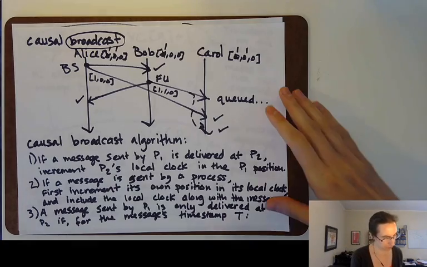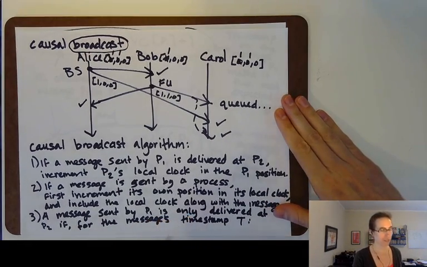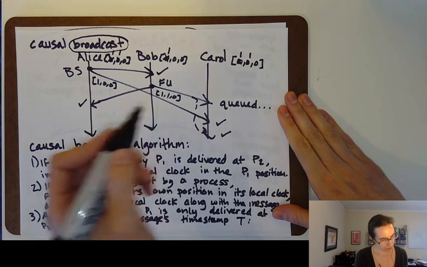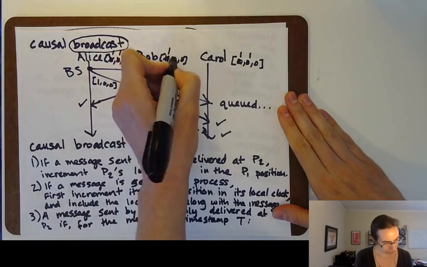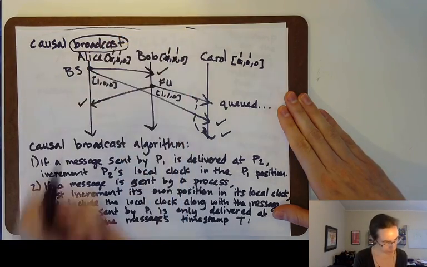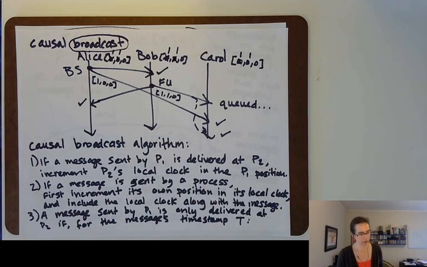Another question is, after we've completed all the sends, are all the vector clocks for each process 110? Yeah, that's right. This one here for Bob should have been 110. Or rather, not after we've completed all the sends, but after we've completed all the delivers.